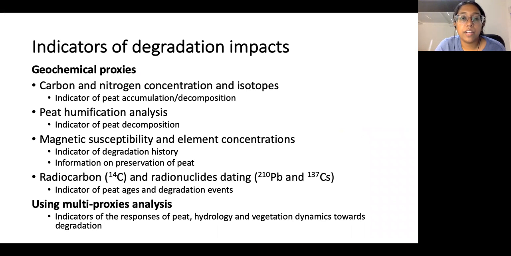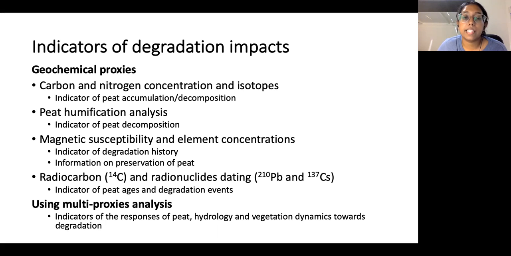Using these paleoecological proxies, the geochemical proxies can be used as verification. Things like carbon and nitrogen concentration are good indicators of peat accumulation and decomposition, and of course, a lot of people use them to generate carbon storage and carbon density. And then the peat humification analysis is also a good verification of the indicators of peat decomposition.